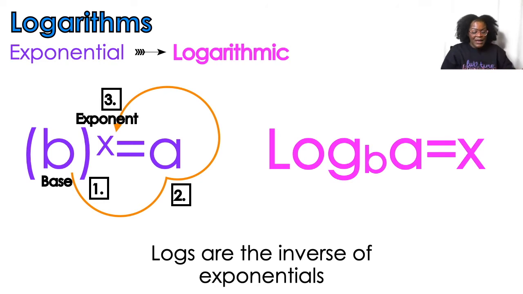Whatever that b was, I bring that down to be a tiny number, but now it's a subscript, not a superscript. I know you're like, you're doing too much. It's okay. We're just following directions right now. And then you put the answer next to the log base b. So that's where the a goes. And then equals whatever the exponent was. In this case, the exponent was an x, but if it was a 5, I would say equals 5.